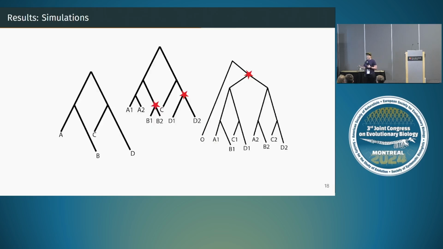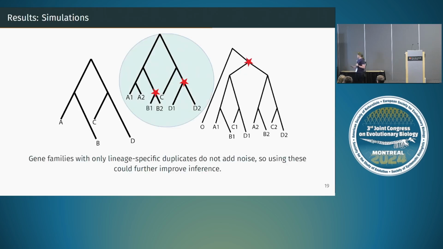It's not necessarily all or nothing, though, so we don't have to just use single copy genes or use all of our gene families. Instead, we can focus on a subset of gene families. So here in this middle tree, we have duplication events, but we only have duplication events in the ancestor of B and in the ancestor of D. So these duplication events break up our long branches without adding any additional noise. And so we can focus on these genes for inference. These gene families with only lineage-specific duplicates could further improve inference compared to using all gene families.